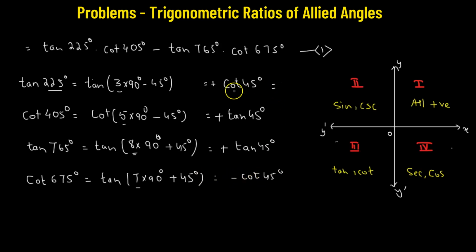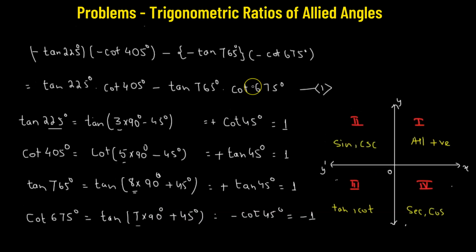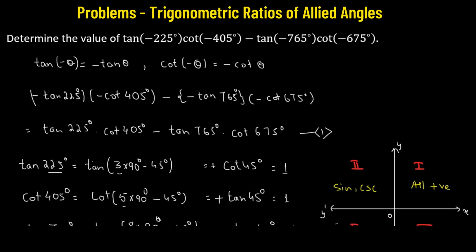Now let's find out the value. So positive cotangent of 45 degrees is positive 1. Tangent of 45 degrees is going to be positive 1. Positive tangent of 45 degrees is going to be positive 1. And negative cotangent of 45 degrees is going to be negative 1. So we'll substitute these values. The expression now corresponds to 1 multiplied by 1 minus 1 multiplied by negative 1. That means we're going to get a value of 2, which means that the value of the given trigonometric expression is 2.